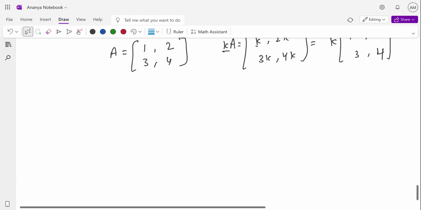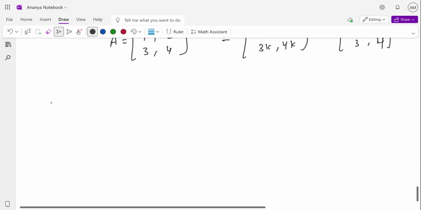Now look, we did some addition. Matrix addition we already did, addition of matrices and all. Now we will discuss some properties of matrix addition. So what are the properties of matrix addition?